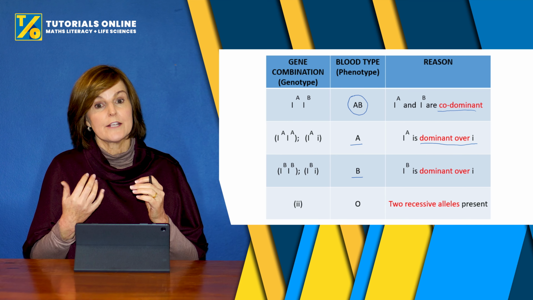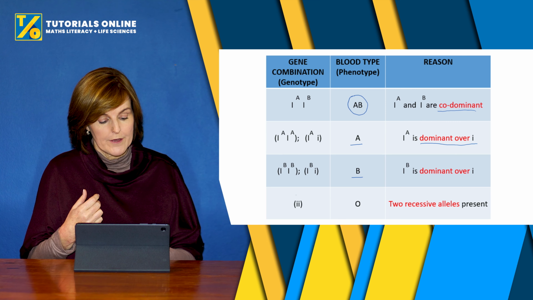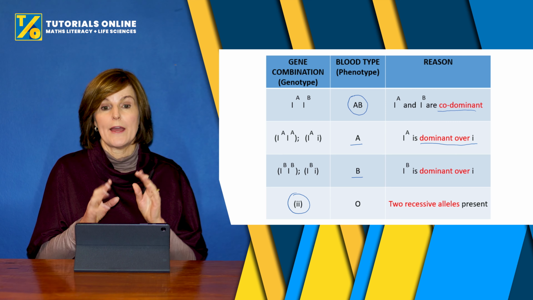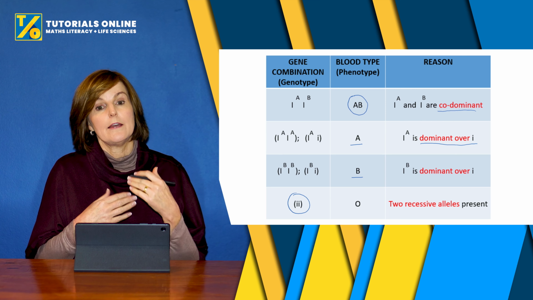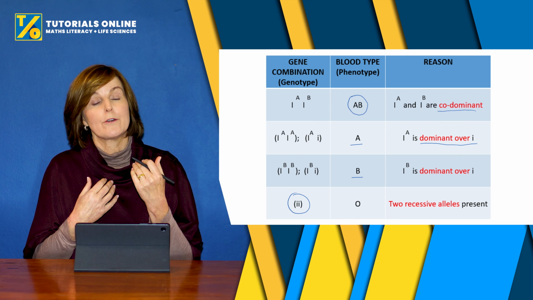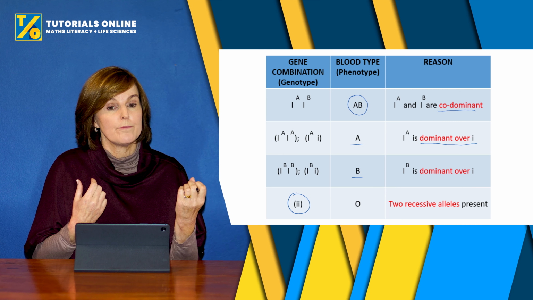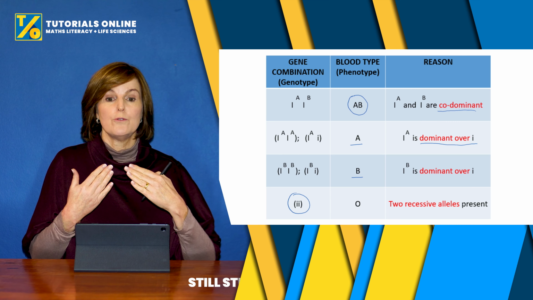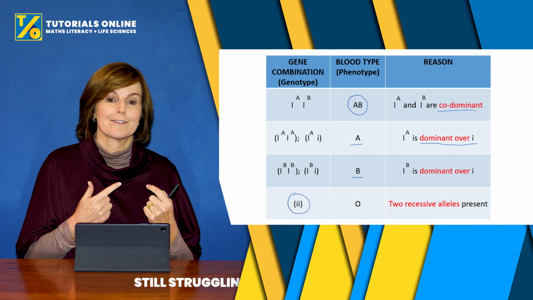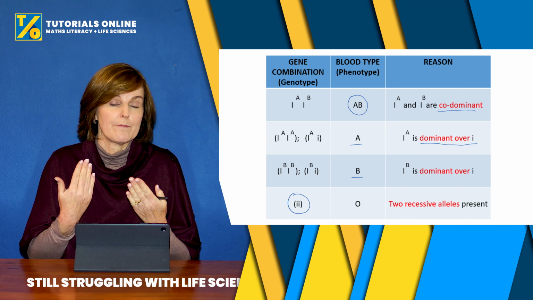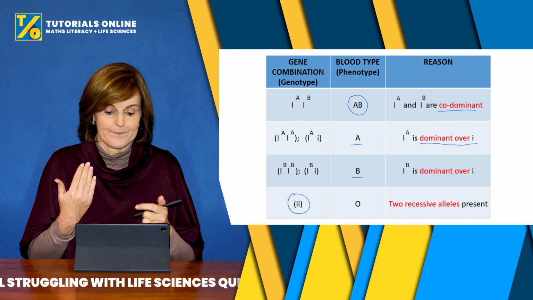And now in the case of O blood group, you have two small letter i's. The two small letter i's, when they appear together, then the blood group will be blood group O. And that's also why blood group O is more rare, because you need both the recessive alleles to be present to show in the phenotype for it to be blood group O.